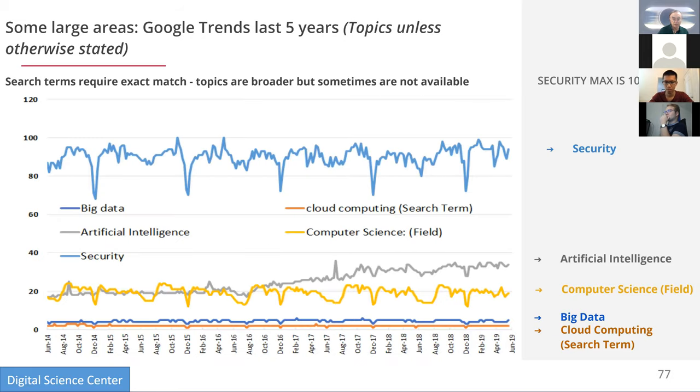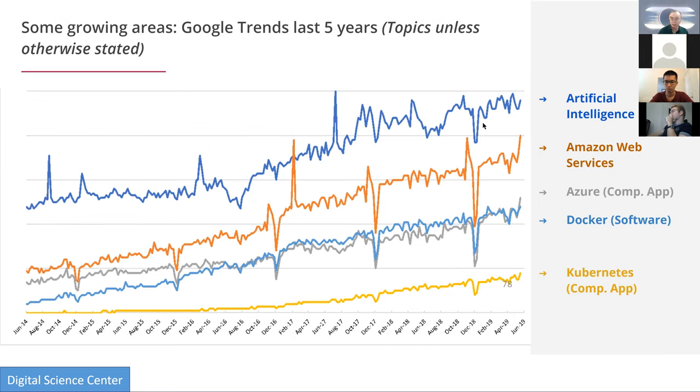This is another way of looking at how these things are growing in importance. These are Google Trends for various terms. It's interesting that security is so popular, but it's not changing much. It seems to always be popular. Computer science doesn't change much either, but artificial intelligence is growing. If I look at a finer scale, AI is clearly growing nicely. Then we look at components of clouds: Amazon Web Services, Azure, Docker, the dominant container technology, and Kubernetes, the way you manage multiple containers. These are all growing very fast from 2014 to now.